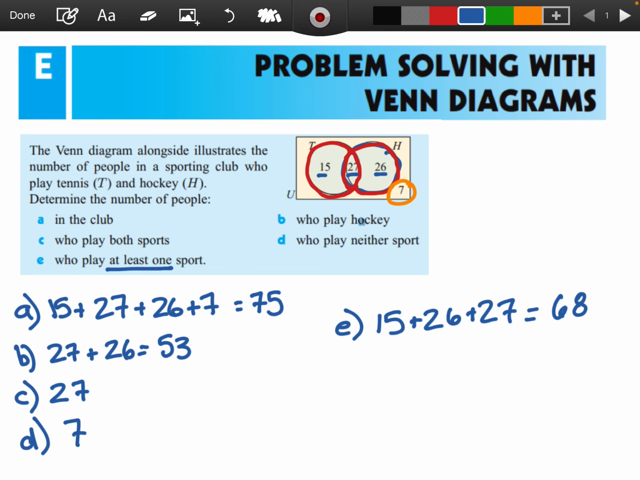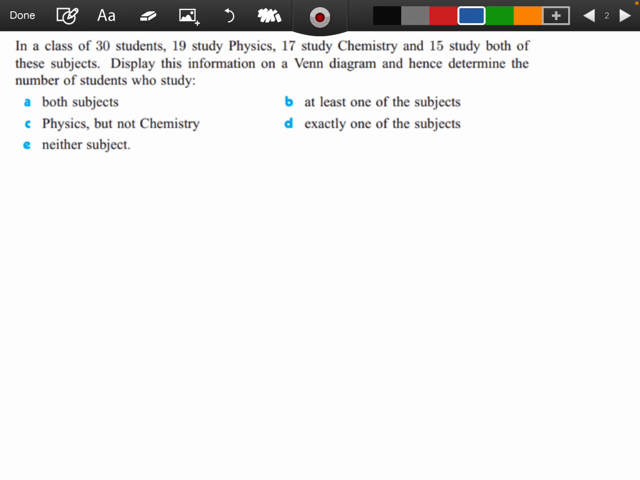Okay, so that's an example of when the Venn diagram is already given to us. So let's look at 2 examples where we have to both construct the Venn diagram and then answer some questions about it following. So again, key words here are crucial. So let's read through the scenario here. Class of 30 students, 19 take physics, 17 study chemistry, 15 study both of these subjects. Display this information on a Venn diagram and hence determine the number of students who study, and then we're given a bunch of specific cases.